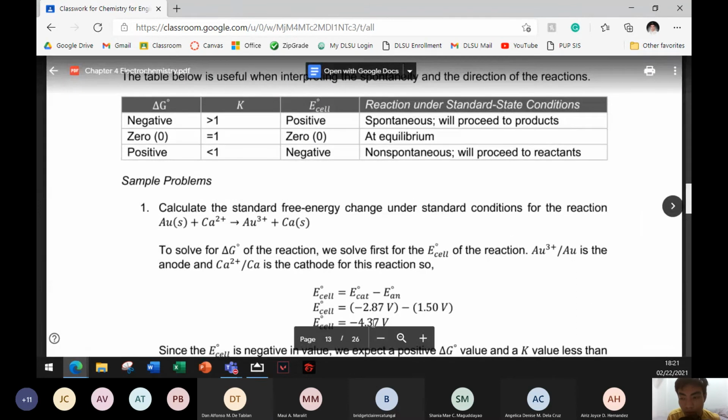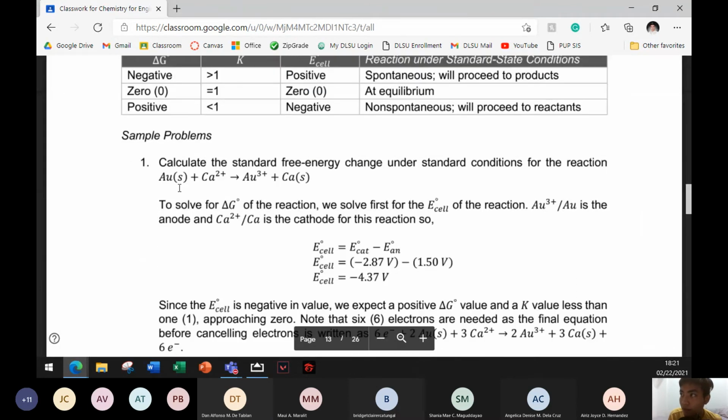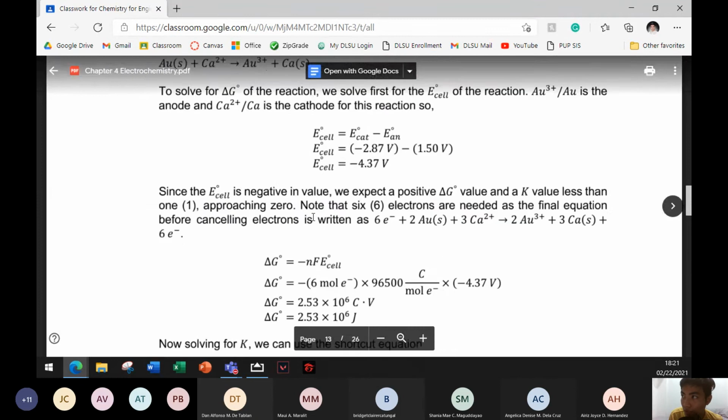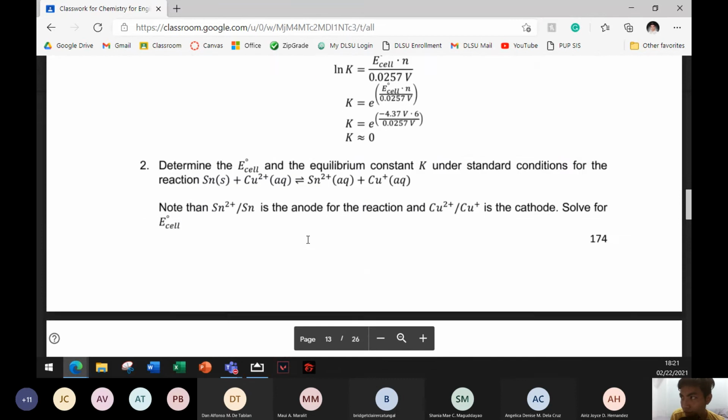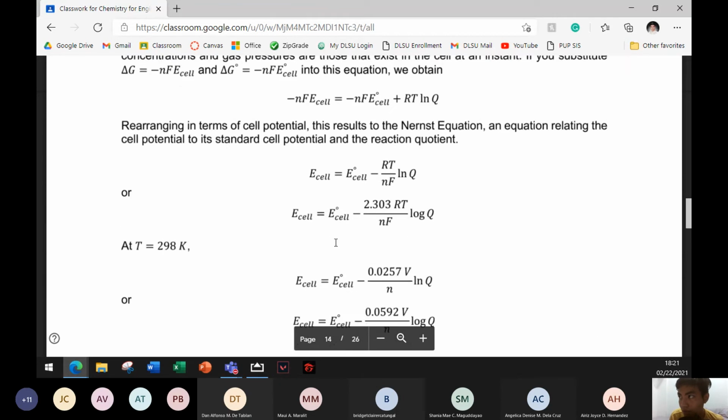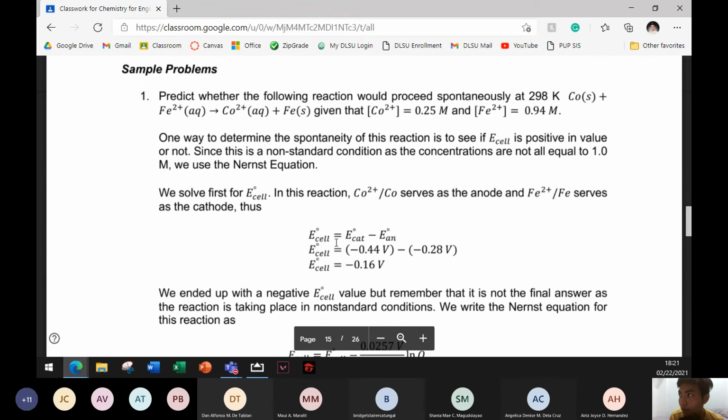Kasi nung ginawa ko ito, ang dami ko pang time, no? So, yan. Ako na rin, yung question na yan, no? Papakita ko yung solution. Okay? And then, ayan, no? May solution din yan. And so on and so forth.